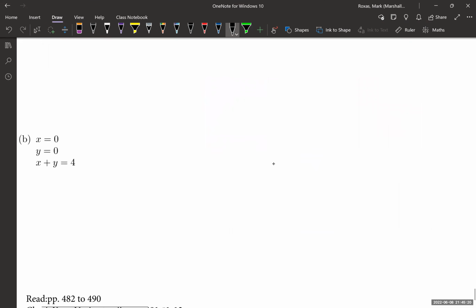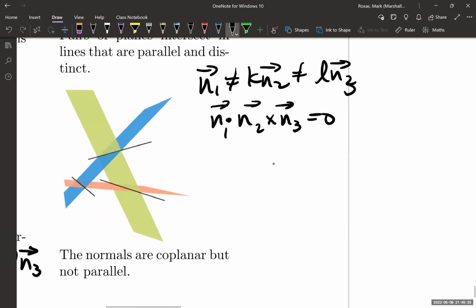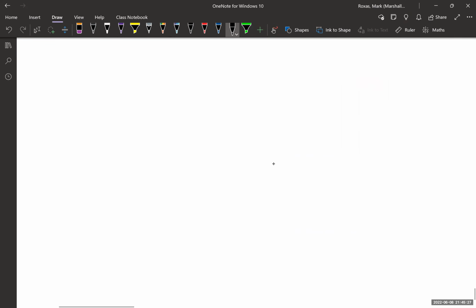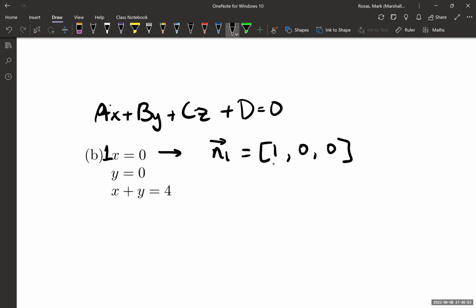Okay, looking at the third example. This last example is an example of this situation. If I look at what we're given here, we have x equals 0, and think about the normal vector, capital A x plus capital B y plus capital C z plus d equal to 0. Here only the capital A exists, A times x, 1x. So my normal vector is just going to be 1, and the other two parts are going to be 0 and 0. Same thing, similar idea for n2 rather.